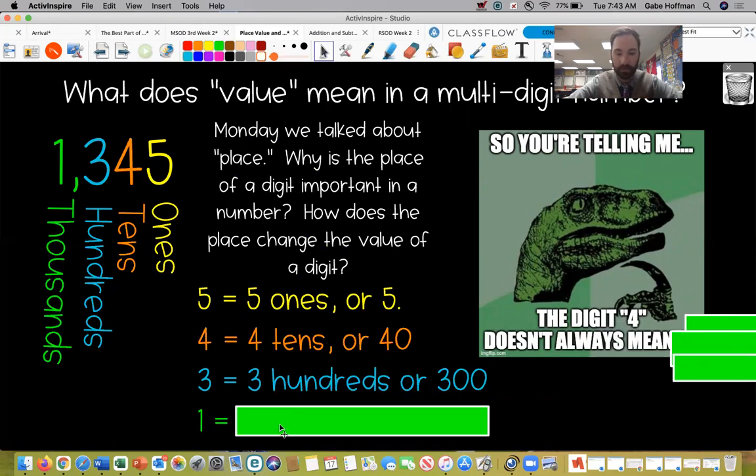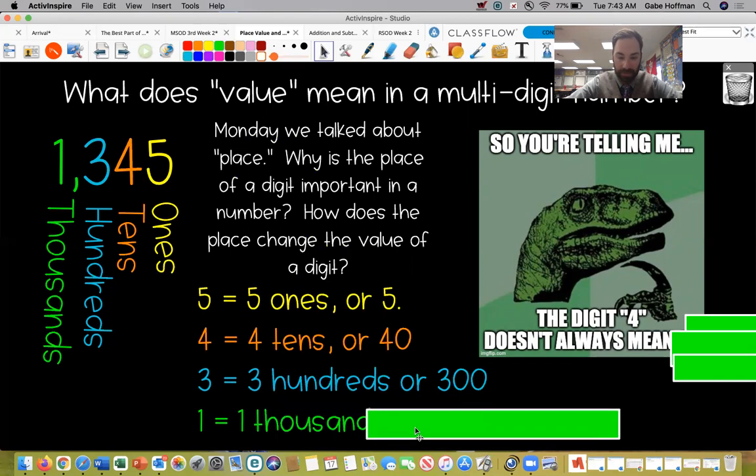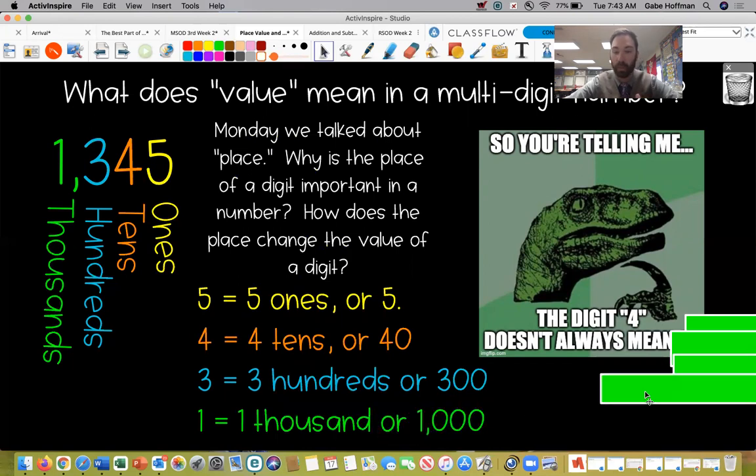1,000. If I have a 1 in the thousands place, that means I have 1,000 and it's worth 1,000. So when I put those numbers together, I have 1,345, just how it's written out over here, 1,345.